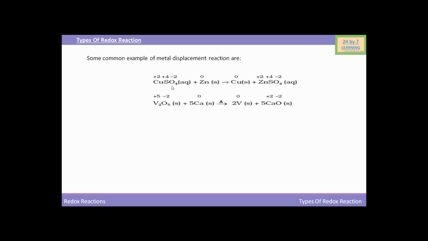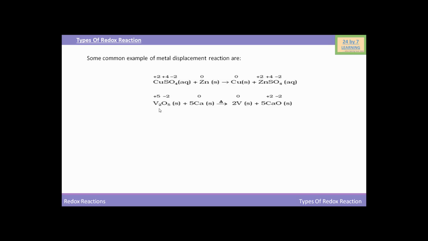Here in the first reaction you can see when copper sulfate reacts with zinc, copper is displaced by zinc, and thus you can see that copper is reduced here and zinc is oxidized. The oxidation number of copper becomes 0 from +2, while the oxidation number of zinc becomes +2 from 0.